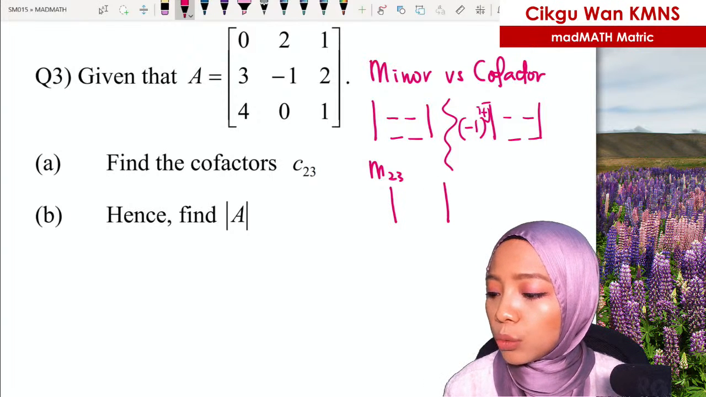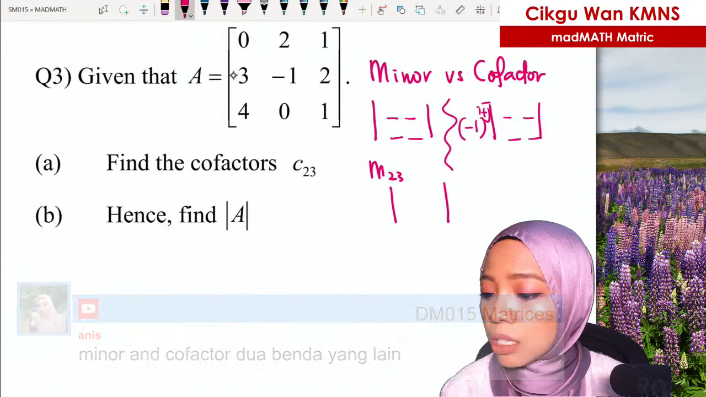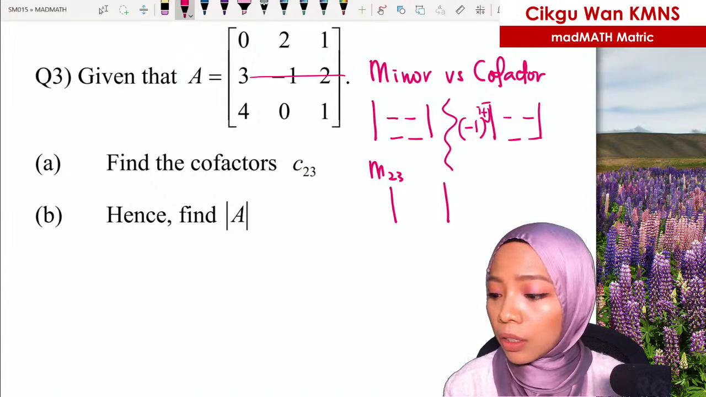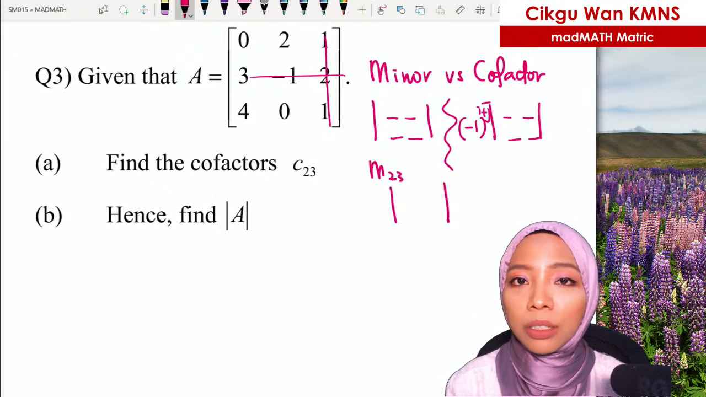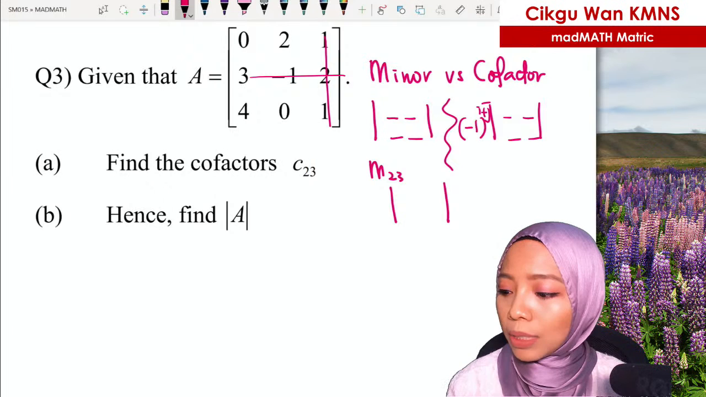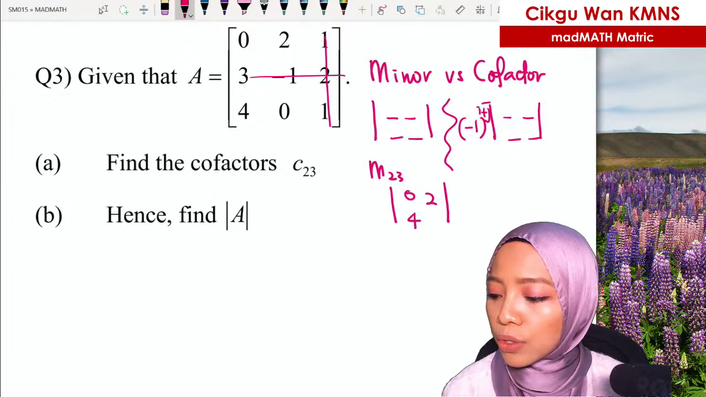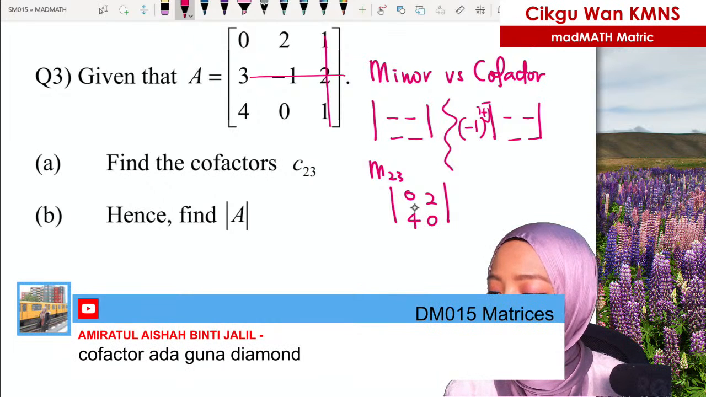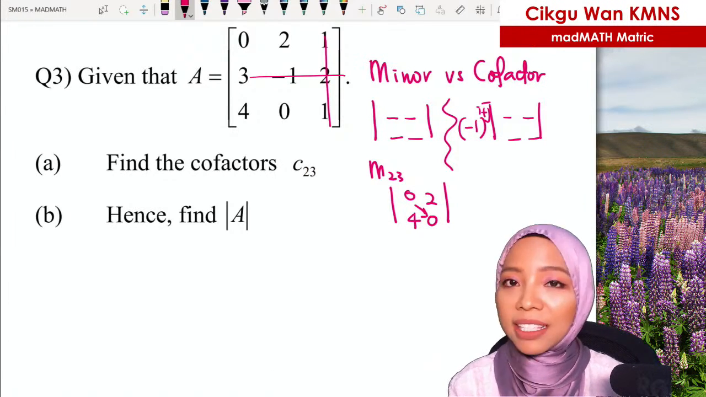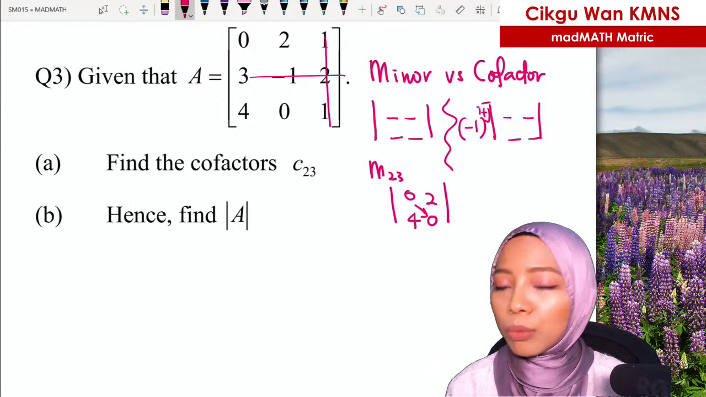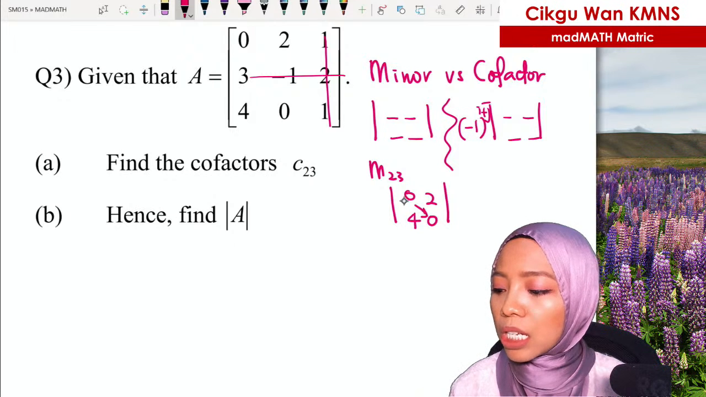Kalau kita nak M23, okay, dekat mana? 2 is the row. Okay, this is row 2. Okay, row 2 and then column 3. Okay, kita dah tutup. So, bila kita tutup, kita masukkan the remaining element 0, 2, 4, 0. Then, minor is basically finding the determinant of the matrix. So, bukan finding determinant lah. Maksudnya part of.